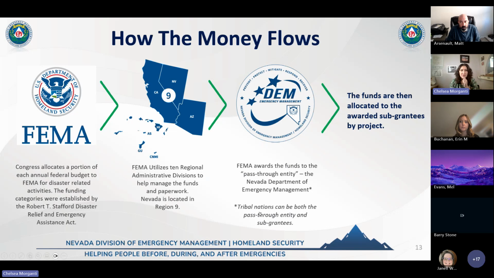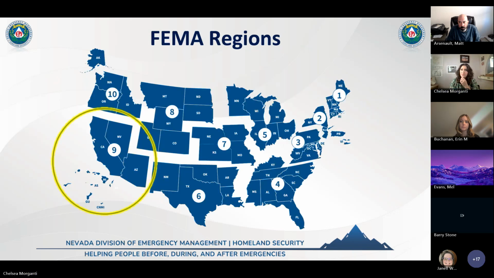I want to say here too, tribal nations can both be a pass-through entity and a subgrantee. So if anyone here is a representative of a tribal nation, there is a flow there that can be accomplished either through the state or directly to the FEMA region. And just for context, you all are located in FEMA Region 9, which is bundled with a couple of other states. Whenever we talk about Region 9, that's the area that we're talking about.